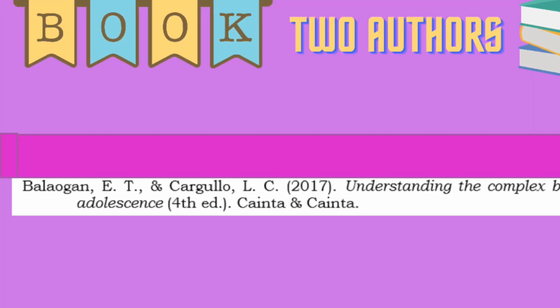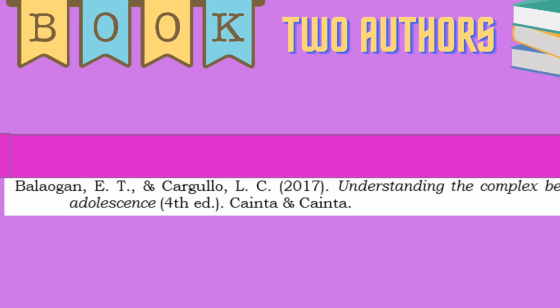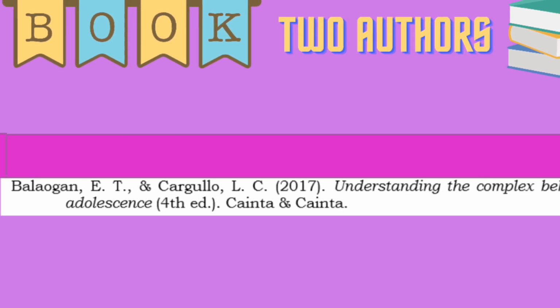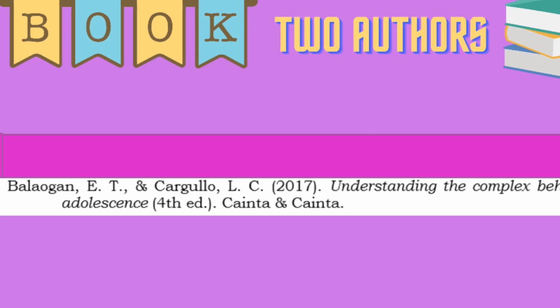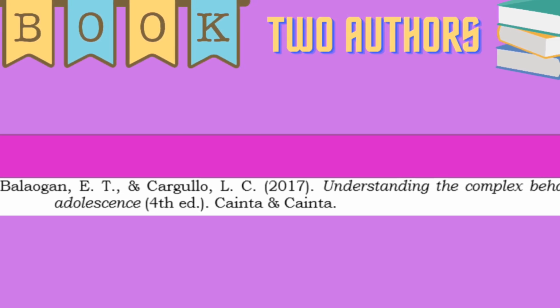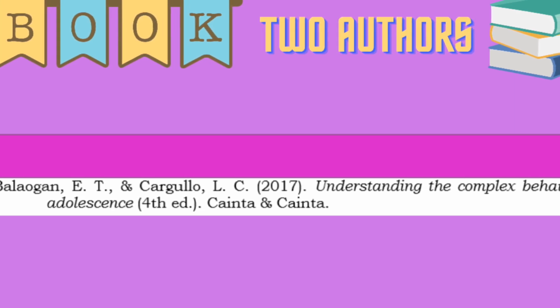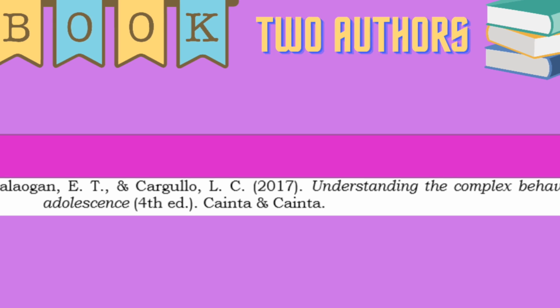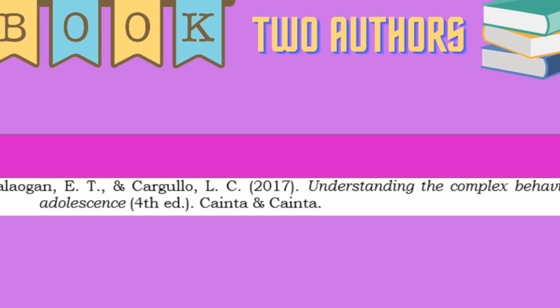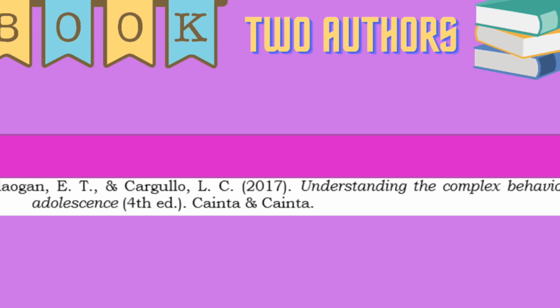If there are two authors, this is how you do it. You write the two authors. Balogan, E period, T period. By the way, the E stands for the initial of the first name, while T stands for the initial of the middle name. Ampersand, Cargulo, comma, L period, C period. Then that completes the authors of the book.